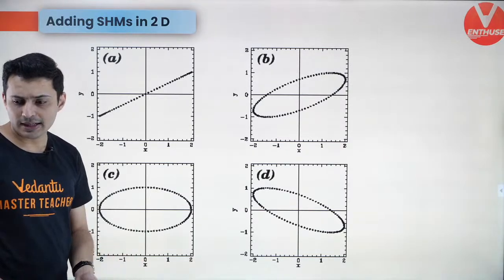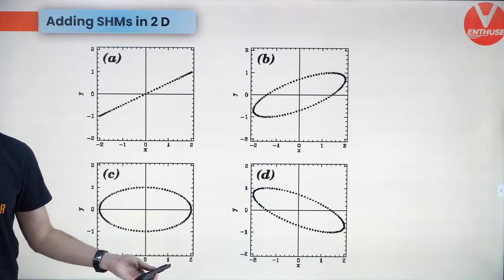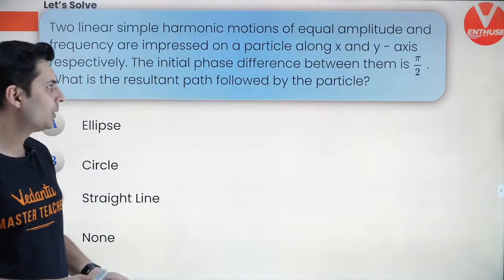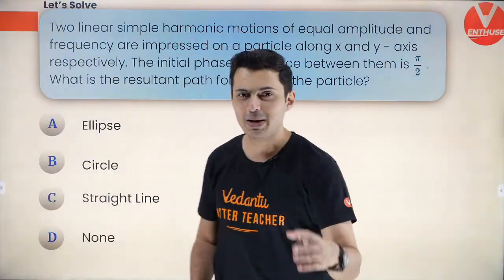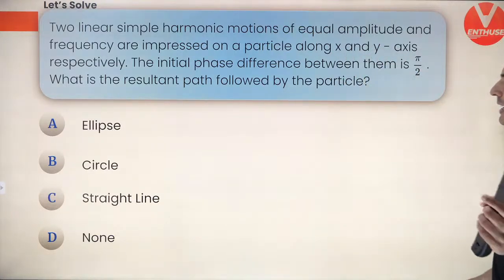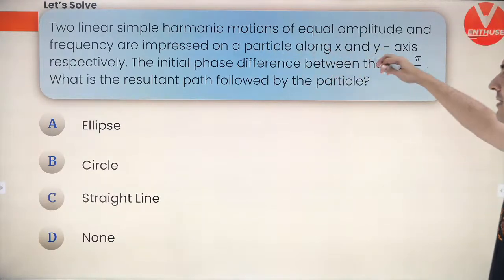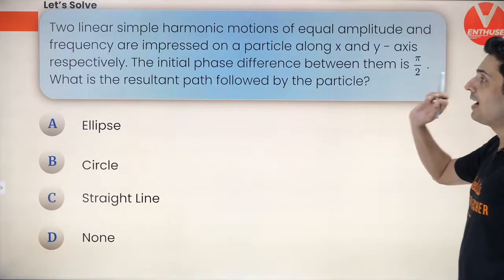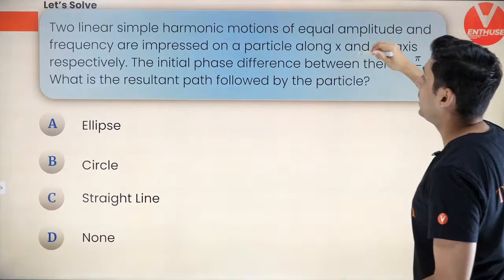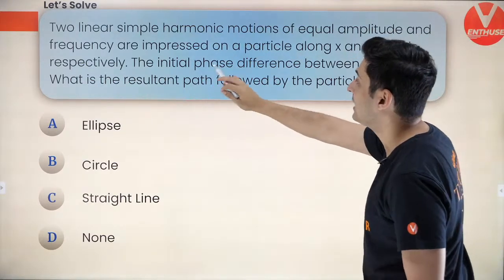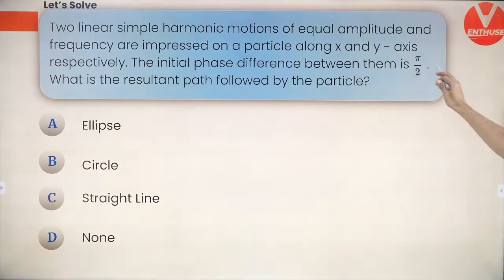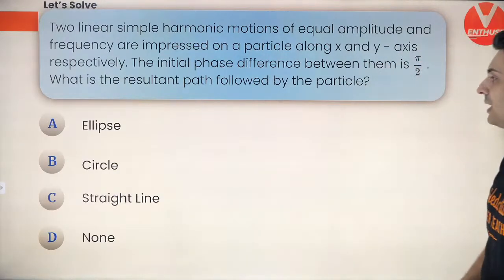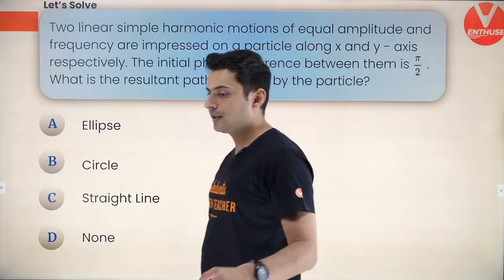Okay, so are you guys now ready to see the simple simulation? All right, don't worry, I'm going to show it to you, but before that, answer this simple quiz and I'll show you this very amazing simulation. Come on, read this out. Two linear simple harmonic motions of equal amplitudes and frequency are impressed on a particle along x and y axis respectively. The initial phase difference between them is pi by 2. What is the resultant path followed by the particle?